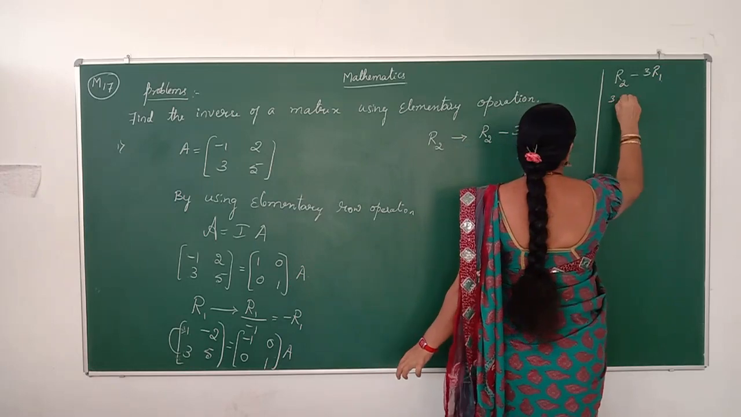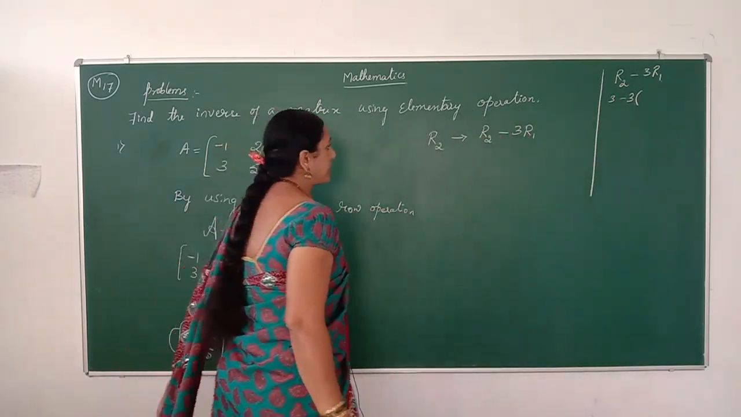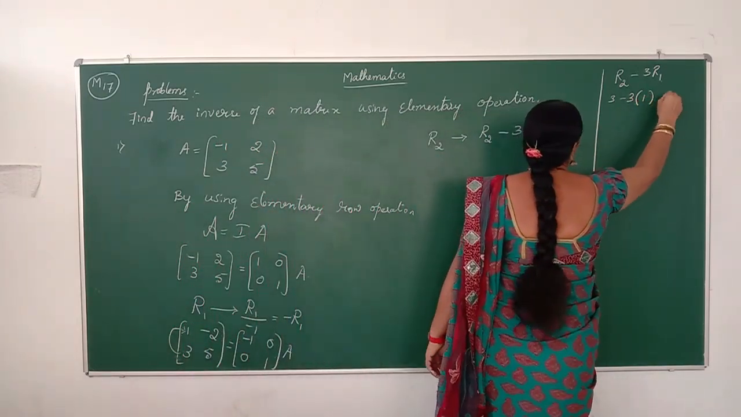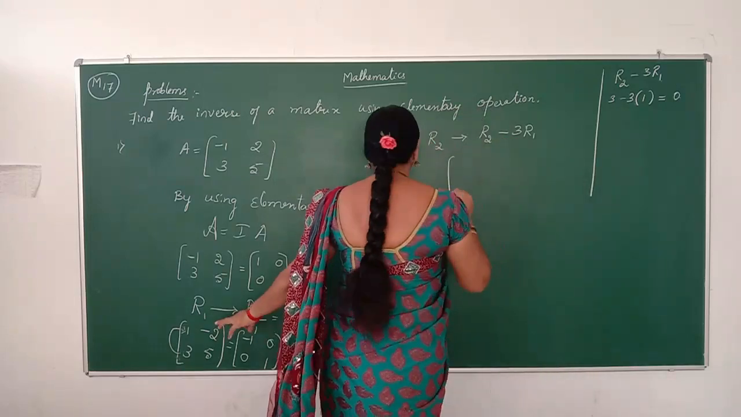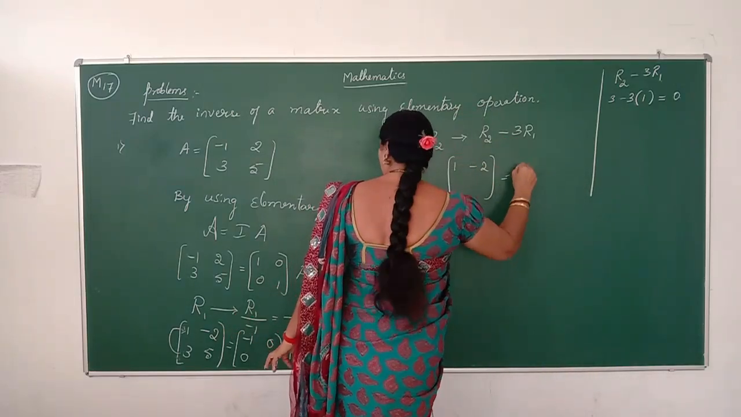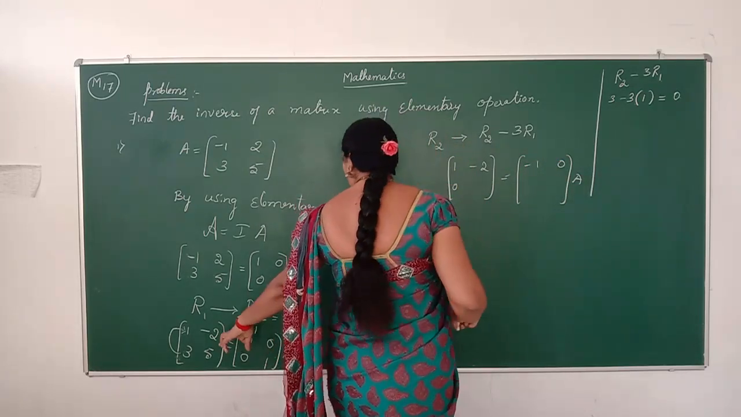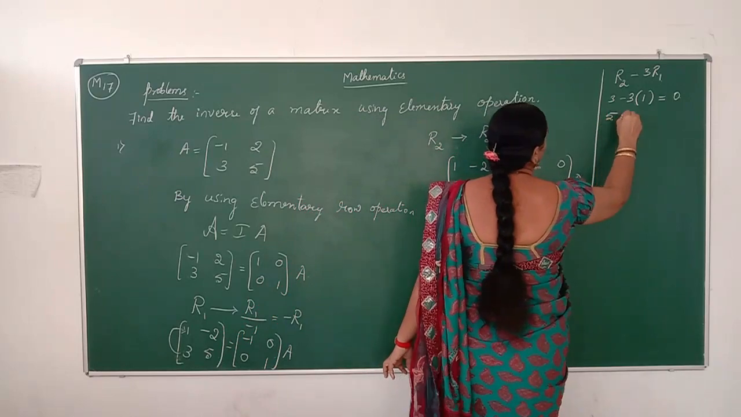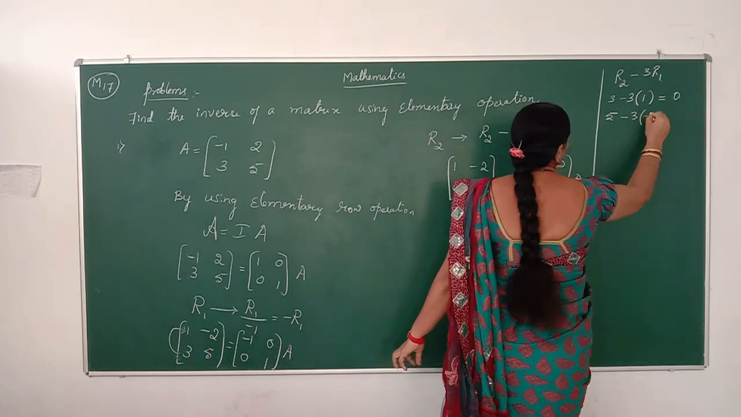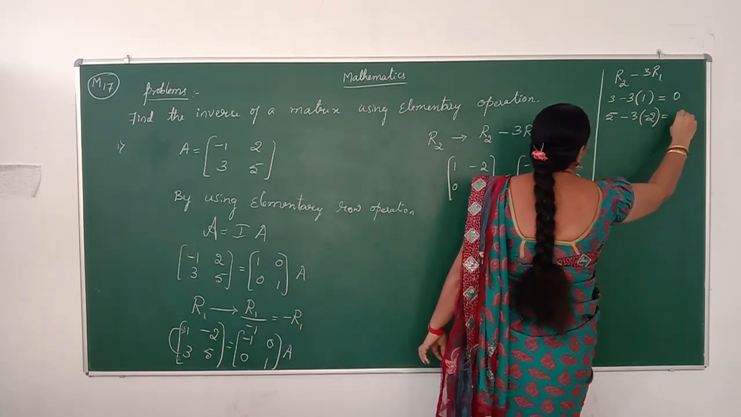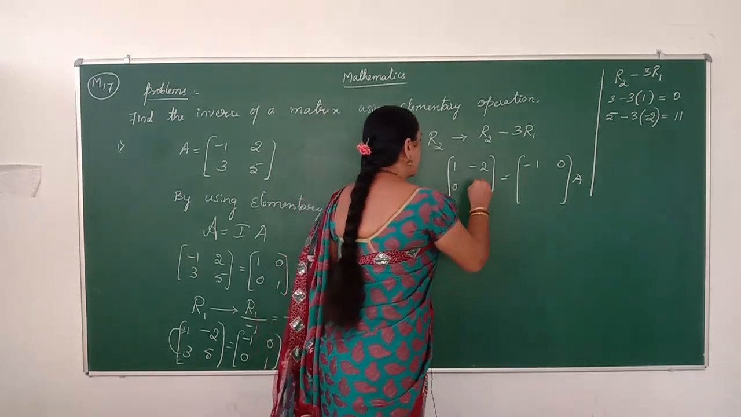R2 is 2 minus 3 times the corresponding element of R1, which is 1. So 2 minus 3 is... the first element is 0. The elements of the first row are 1, minus 3, and the second element of R2 is 5 minus 3 times minus 3. After simplification it is 11: minus into minus is plus 9, and 9 plus 5 is 14.